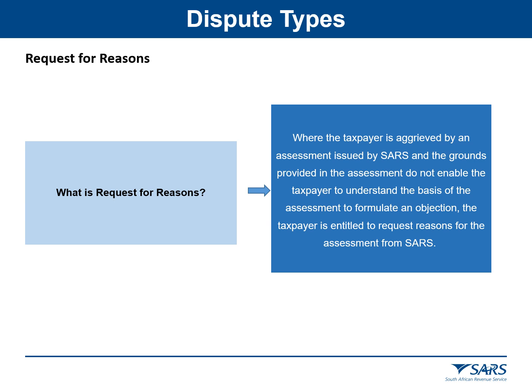Request for reasons. What is request for reasons? Where the taxpayer is aggrieved by an assessment issued by SARS, and the grounds provided in the assessment do not enable the taxpayer to understand the basis of the assessment to formulate an objection, the taxpayer is entitled to request the reasons for the assessment from SARS.